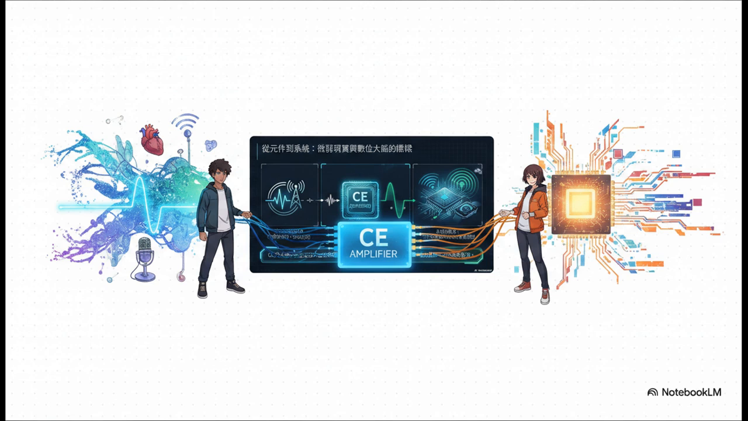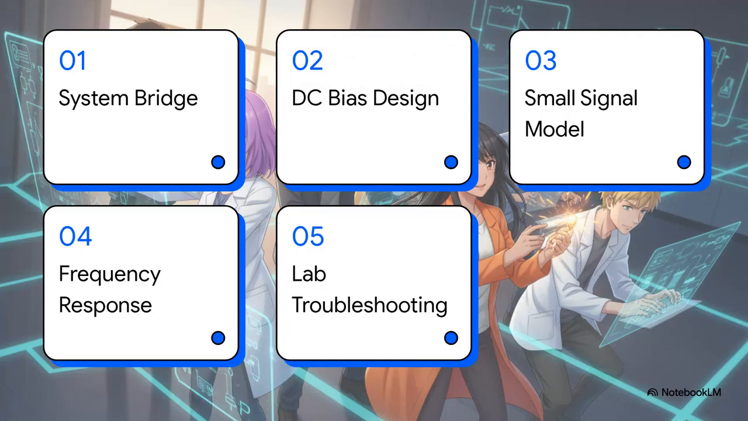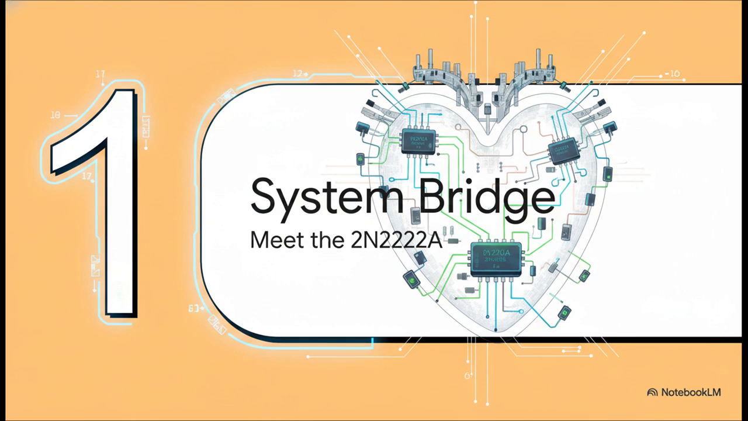That is exactly where the common emitter, or CE amplifier, comes in. It's the ultimate high-gain bridge between these two completely different worlds. It's not just a random collection of resistors and capacitors, it's the foundational building block that translates raw reality into digital understanding. So, here's our game plan for today. We'll start with the core system bridge, then move into designing the DC bias. After that, we'll hit the small signal gain model, navigate through frequency response, and wrap everything up with some real-world lab troubleshooting. All right, let's kick things off with Section 1, the core system bridge, and meet the 2N2222A.